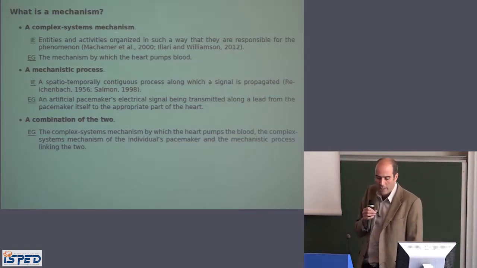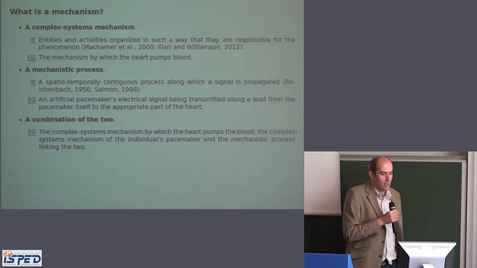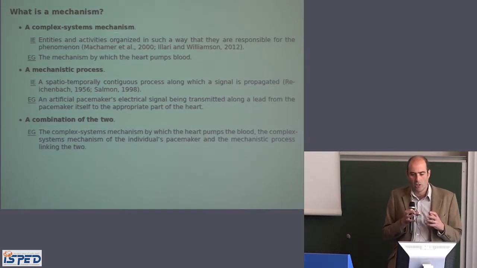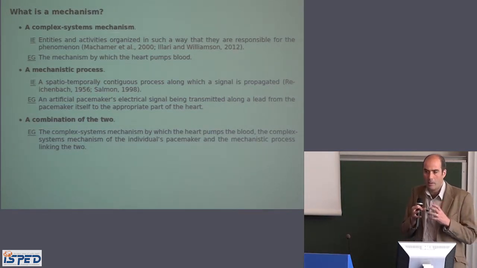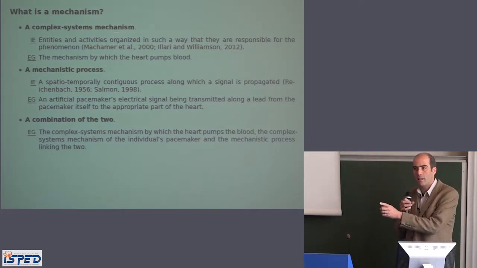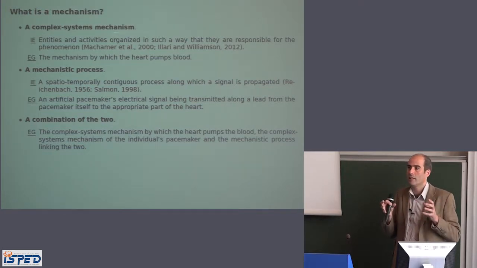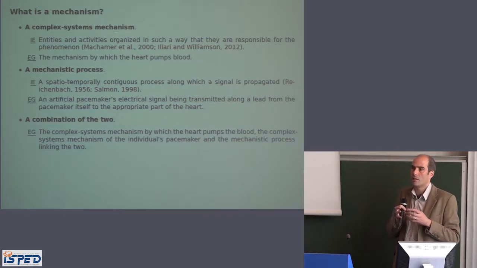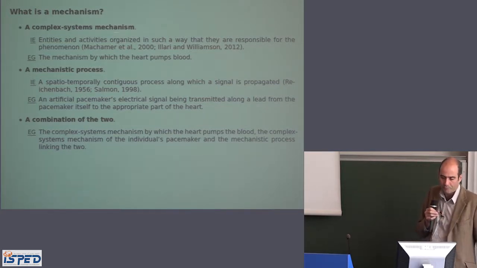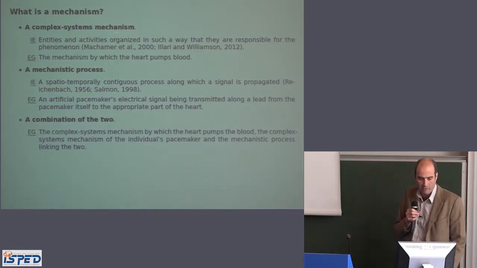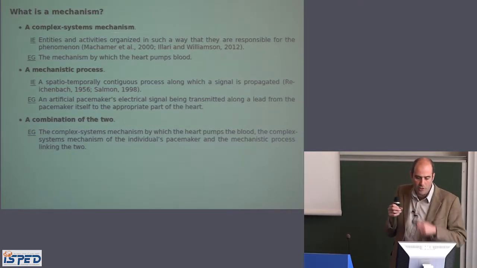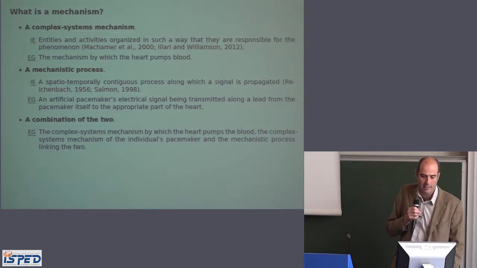And then you might have a combination of the two sorts of mechanisms. So you have a complex systems mechanism by which the individual's pacemaker produces the signal, then that propagates down the cable to the heart along a mechanistic process, and then you have a complex systems mechanism of the heart. And the interaction between these three mechanisms gives rise to the heart pumping blood in the correct way. So this is the way that philosophers of science have been understanding mechanisms.